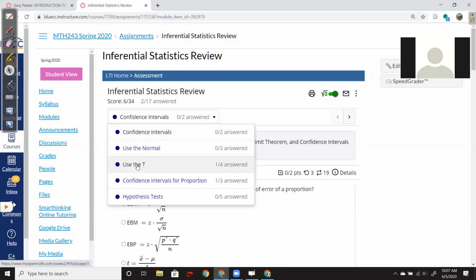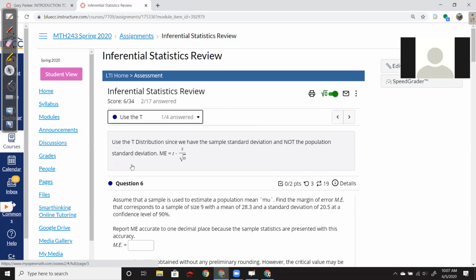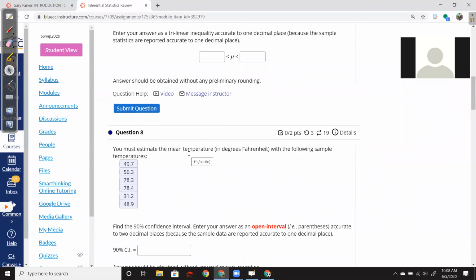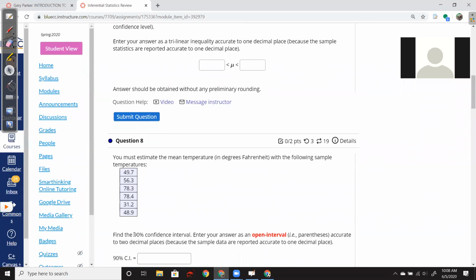And in the review, there was a section that says use the t, and that means the t distribution. In this case, that's to get the right margin of error formula. I just want to go over the difference between a normal and a t based on problem number 8. I'm going to use a different set of numbers than I have here, based on a question that was messaged to me yesterday.